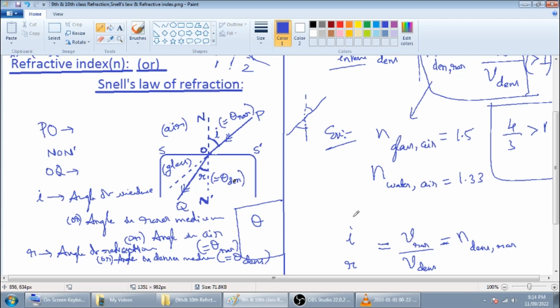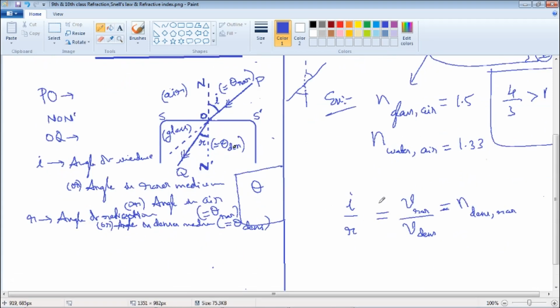So velocity of light in the rarer medium is higher means automatically angle in the rarer medium also can be taken to be higher. Velocity of light in the denser medium is lower means automatically angle in the denser medium also will be lower. So it can be proved that roughly V rarer by V denser, we can roughly write it as I by R. V rarer by V denser is approximately I by R, that is angle in the rarer medium divided by angle in the denser medium.